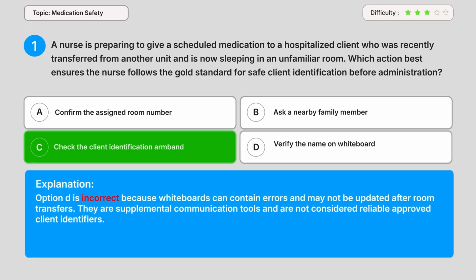Option D is incorrect because whiteboards can contain errors and may not be updated after room transfers. They are supplemental communication tools and are not considered reliable, approved client identifiers.